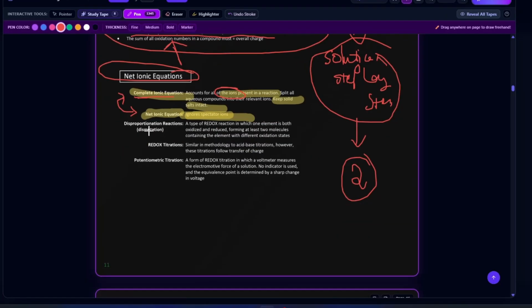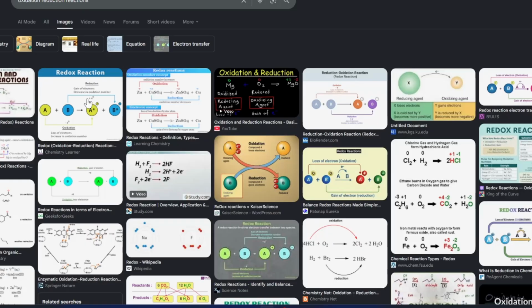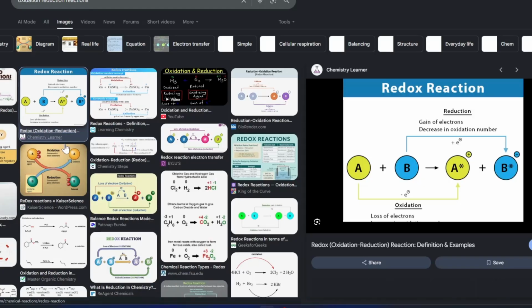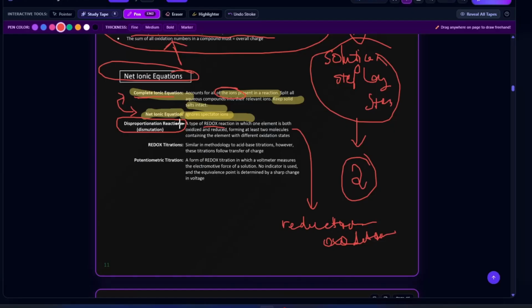Okay, so then you have disproportionation, or dismutation, in other words, a type of redox reaction. Redox is reduction, oxidation reaction. Let me just show it. Here's a redox. Redox reactions, cool. So you can guess it's kind of like both of them, forming at least two molecules containing an element with different oxidation states.